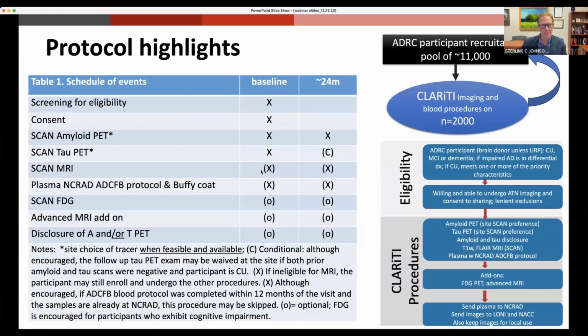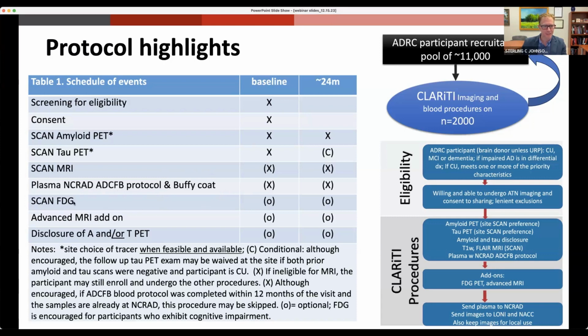The scan MRI will be our base protocol, and to that we'll add a few other additional sequences that John Detra and others are working on, and we'll be talking about that at an upcoming webinar. And as I said, the plasma protocol is the 80CFB protocol, and if it's already at NECRAD, then there's no need to repeat it, although we'd like you to. You can never have too much blood these days. This field's moving so fast.